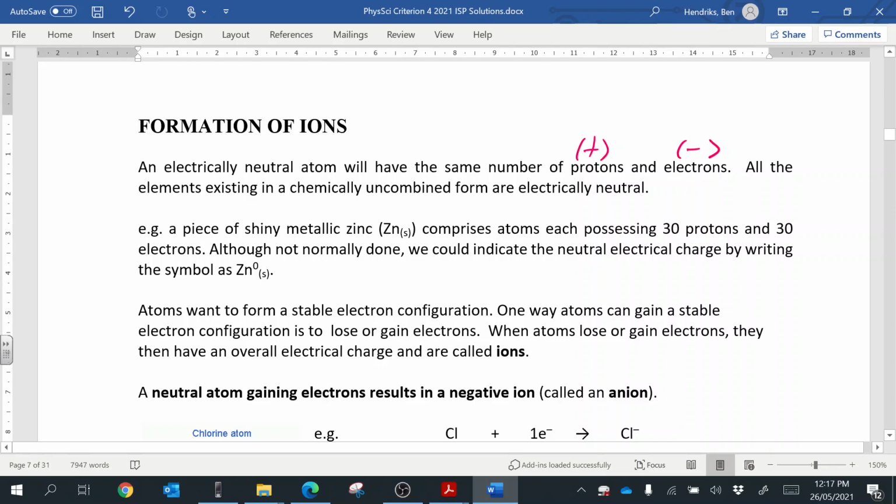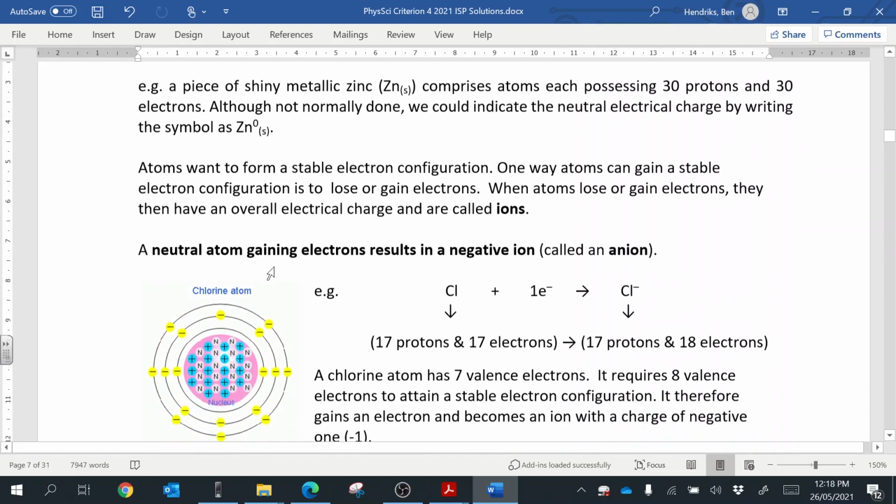A piece of shiny metal, zinc, Zn, comprises atoms possessing 30 protons and 30 electrons. Although not normally done, we could indicate the neutral electrical charge by writing the symbol as Zn with the power of 0, indicating it is a neutral charge.